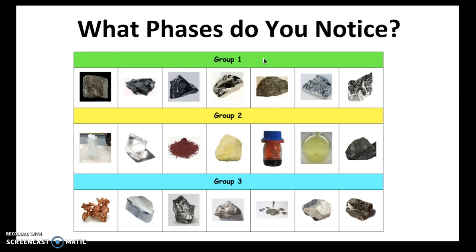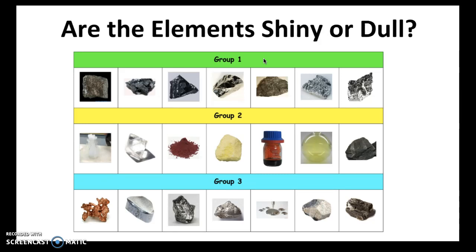Okay, how about phases? What phases do you notice? So remember, phases are things like solid, liquid, and gas. Again, there may be more than one type. So write down the phases that you notice. Finally, is it shiny or dull? So for each group, you can identify whether you have things that are shiny or dull, or maybe you have a mixture of things that are shiny and dull. So for each group, you're going to write down what you notice.